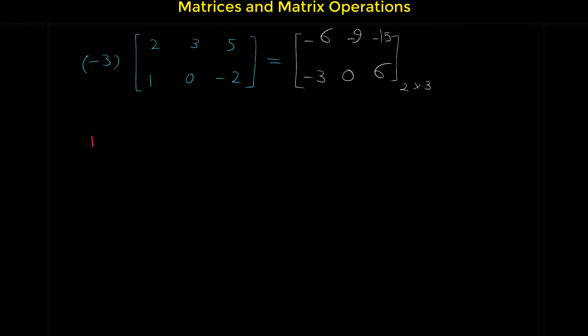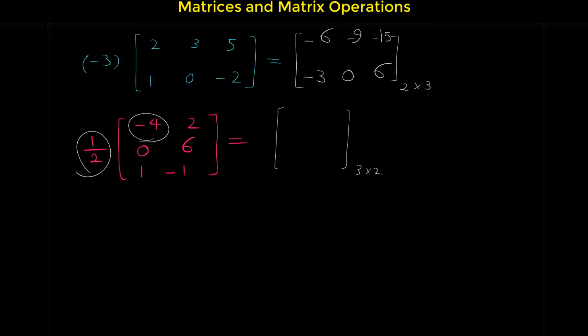Let me show you another example. Suppose we want to multiply 1/2 in this matrix: negative 4, 2, 0, 6, 1, negative 1. We have to multiply 1/2 in every element. The result is a 3 by 2 matrix.